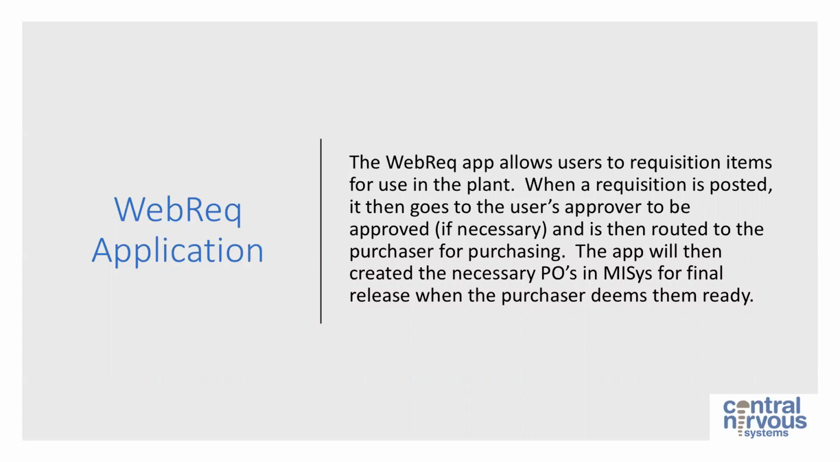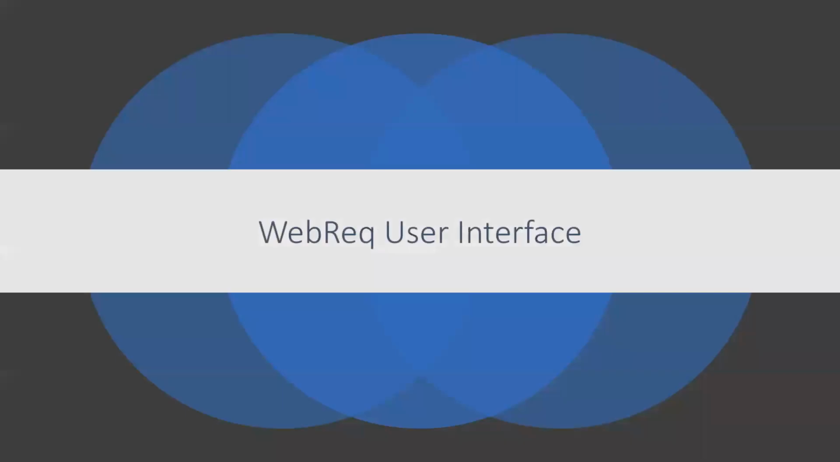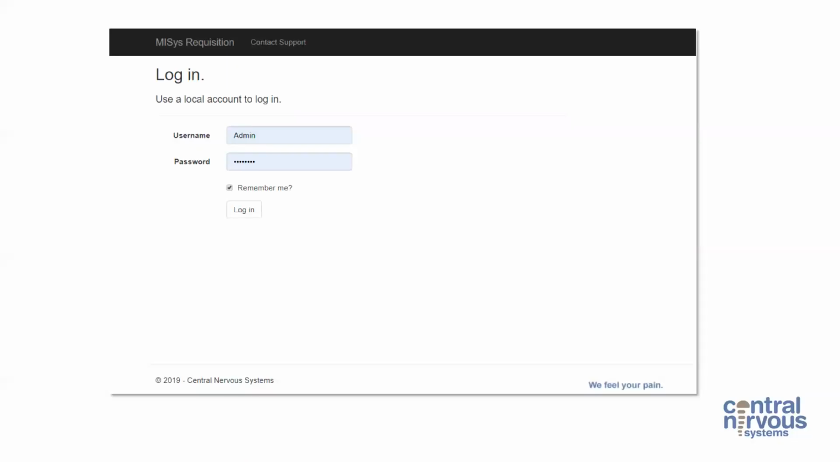If the item has been approved, it goes to the purchaser. The purchaser has the option to then pool all the different requisitions together and build purchase orders based on those. If I was to have a quick look at the interface here, again, it's not that pretty. We're not designers, but it does work.